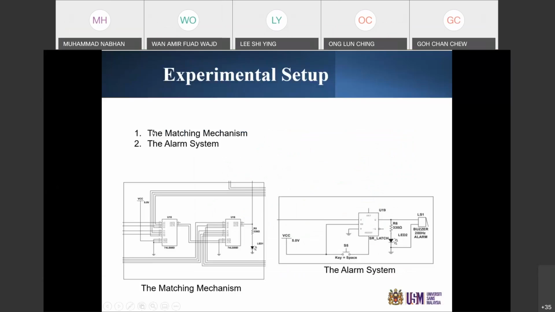I will present to you the two main functions of this project, the matching mechanism and the alarm system, as they are the most important parts in this project. So the first thing I will show is the matching mechanism.